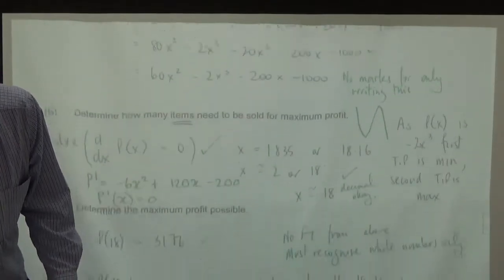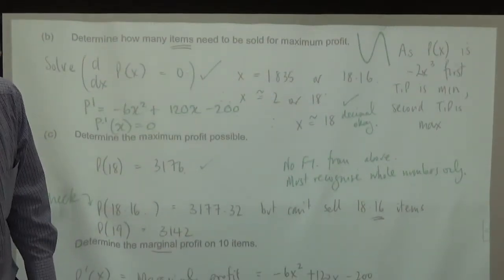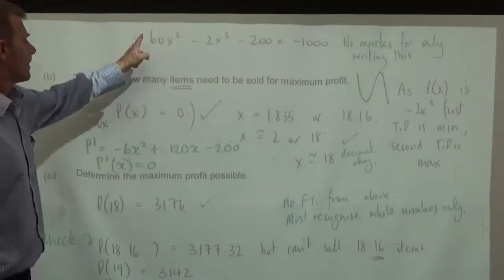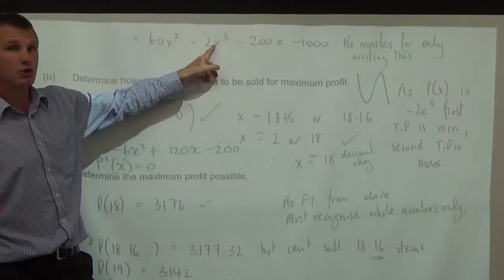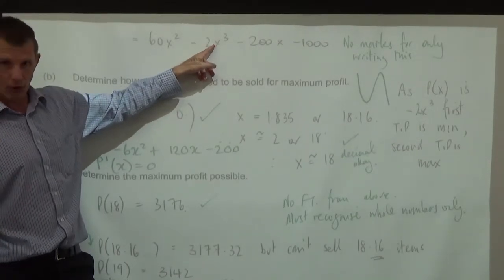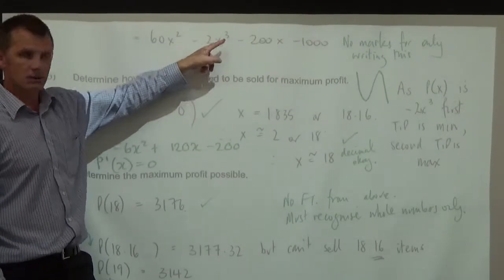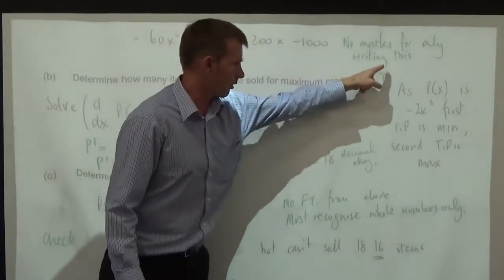Next one, determine how many items need to be sold for the maximum profit. I'll just leave that there. Right, look through here. This is the dominant power. X cubed is the highest power. It's the dominant power. It's a minus x cubed. That means it's going to look like this.